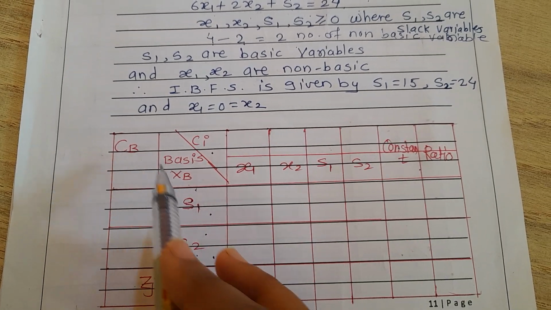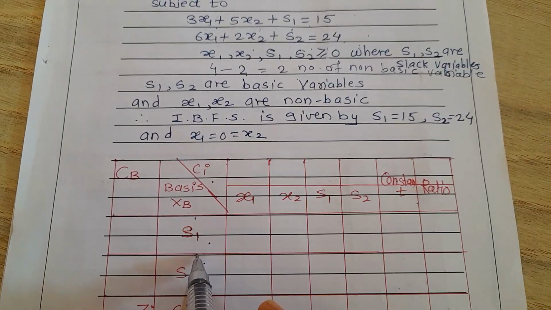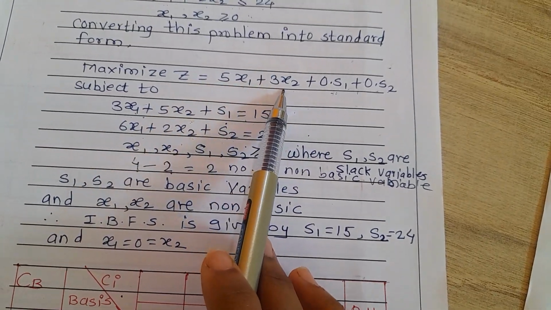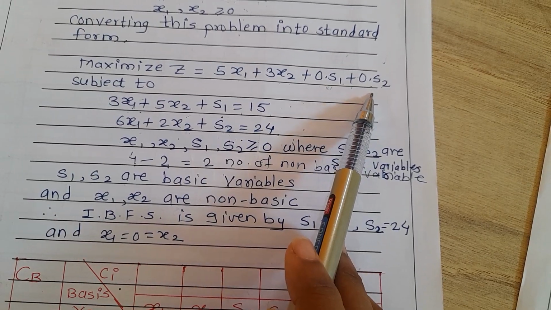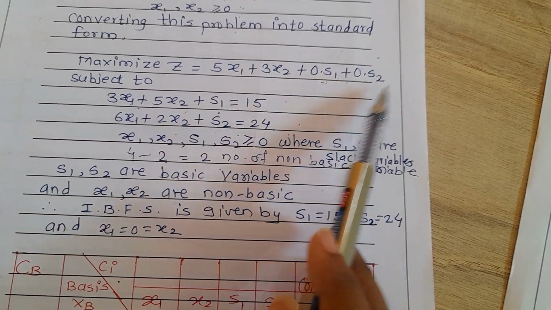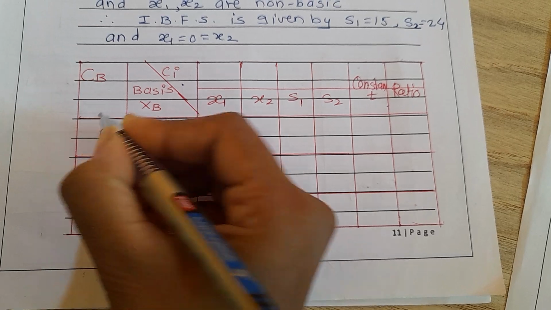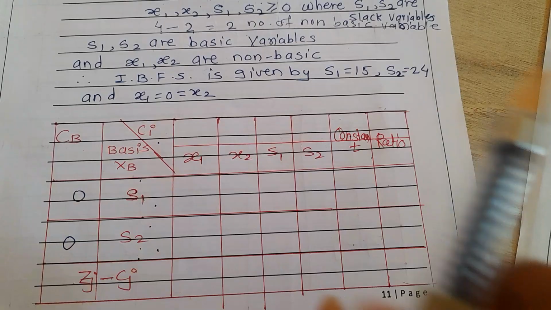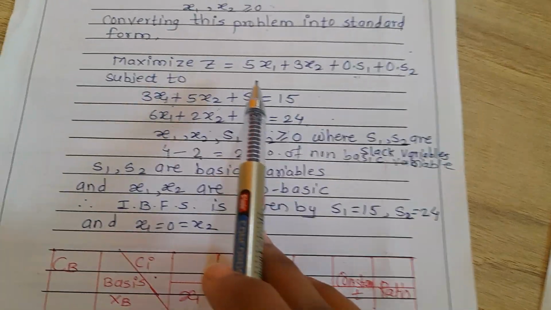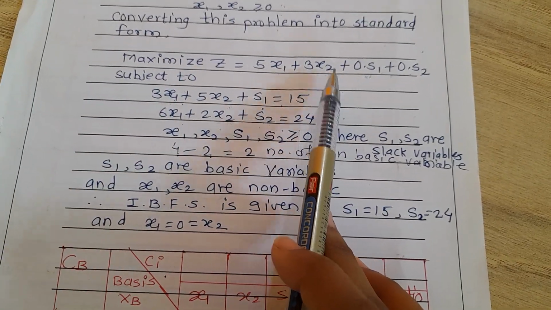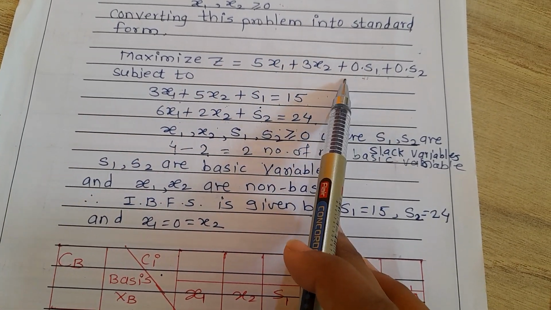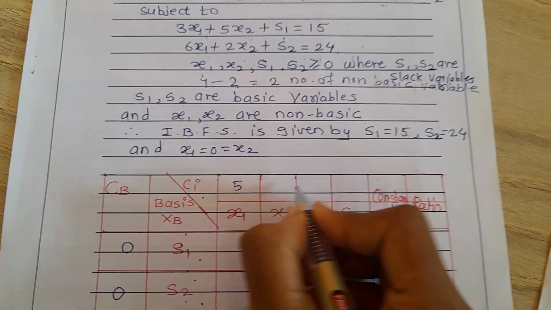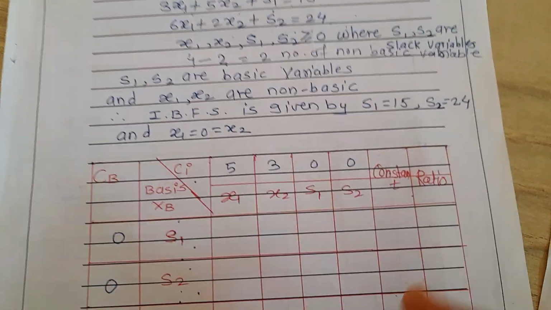Now here write CB, coefficient of basic variable in the objective function. Here basic variables are S1, S2. Then see the objective function 5x1 plus 3x2 plus 0s1 plus 0s2. What is the coefficient of basic variable? 0 and 0. Therefore we write here 0. Here also we write 0. Now here write coefficient of all variables in the objective function. x1's coefficient is 5, x2's coefficient is 3, s1's coefficient is 0, s2's coefficient is 0. Therefore we write here 5, 3, 0, 0.